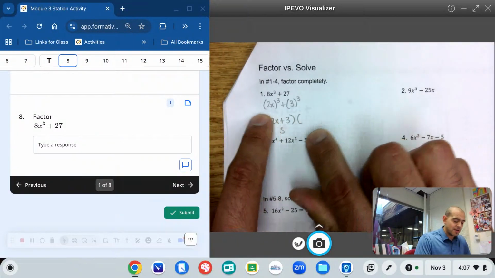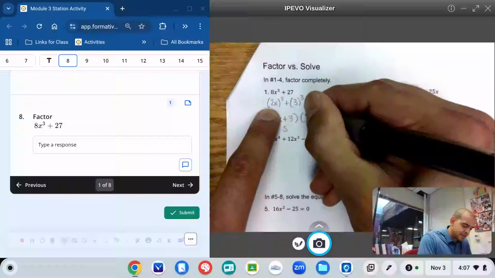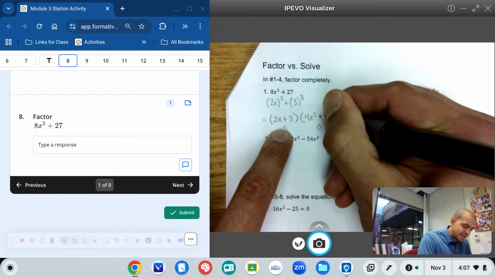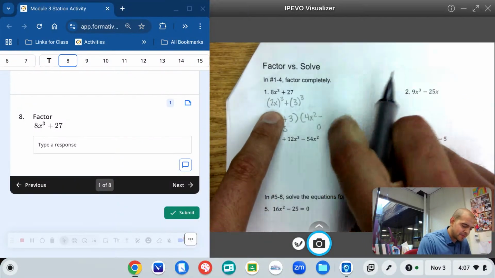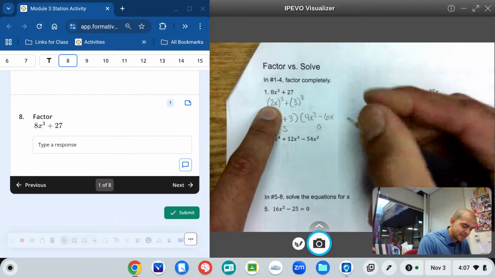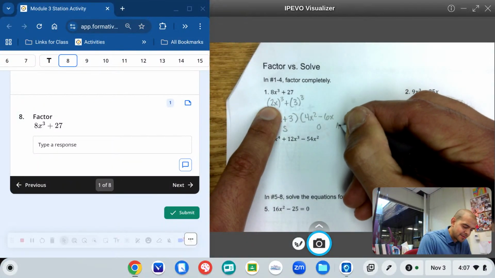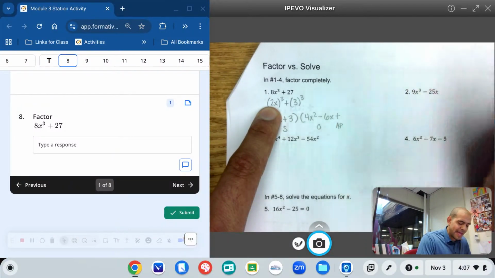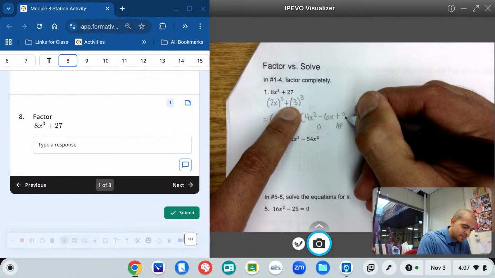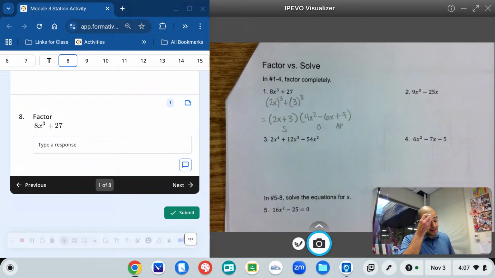Now remember, to find these extra terms, you're going to square the first, 4x squared. Opposite of that, minus, to find the middle term, multiply these two, 6x. And then the last part is always positive, always adding, and then square the 3. And that is how you would factor the difference of perfect cubes. Sorry, not the difference, the sum.